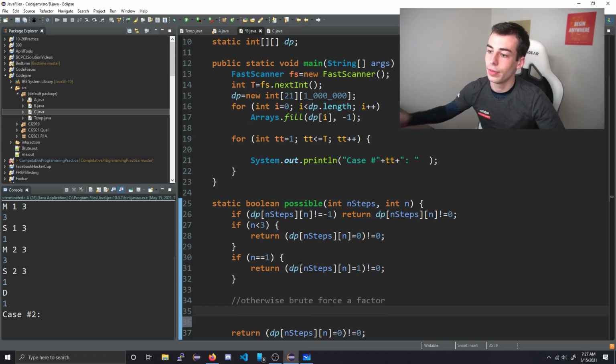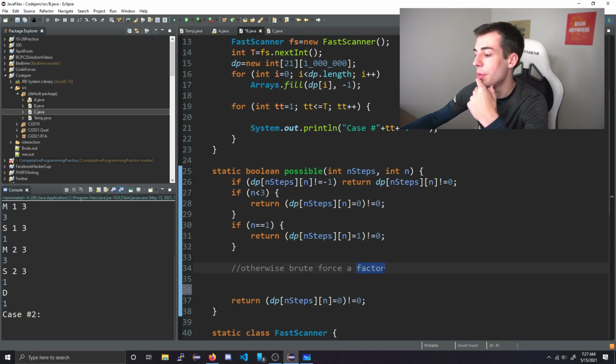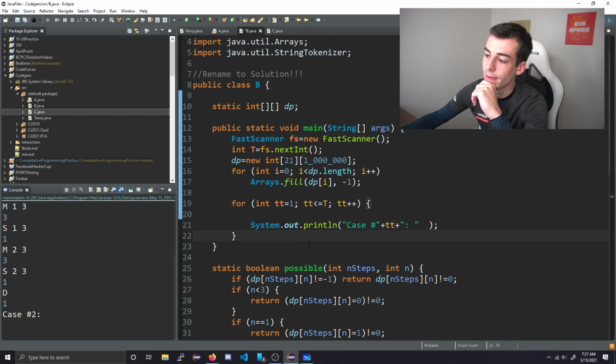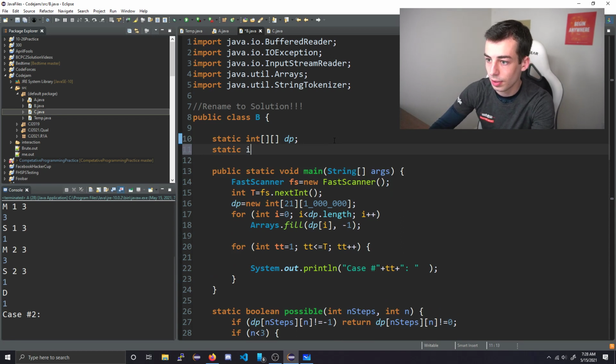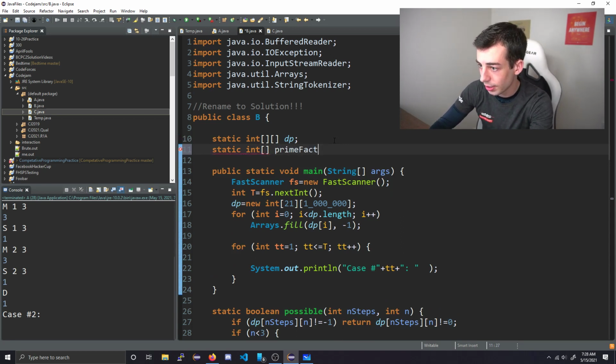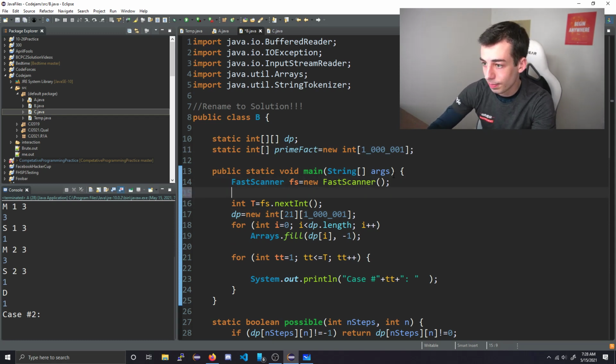Okay, so, yeah, we need all of the factors of some number. Can it even be a prime factor? Maybe not. Maybe it can't be a prime factor. Yeah, oh, it can be a prime factor. So, static int array prime fact is new int array 10 to the 6 plus 1. Okay.